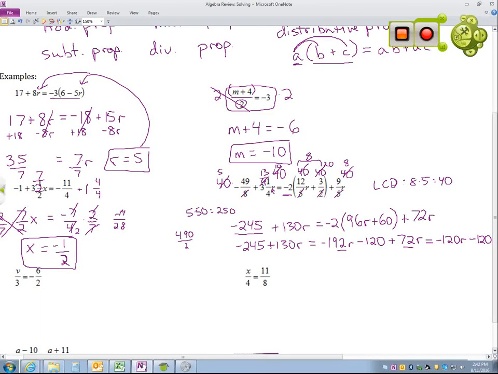Okay, so now let's see, I'm going to add 120r to both sides, making this 250r. I'm also going to add the 245 to both sides, and negative 120 here plus 245 is going to be 125. And then we divide.